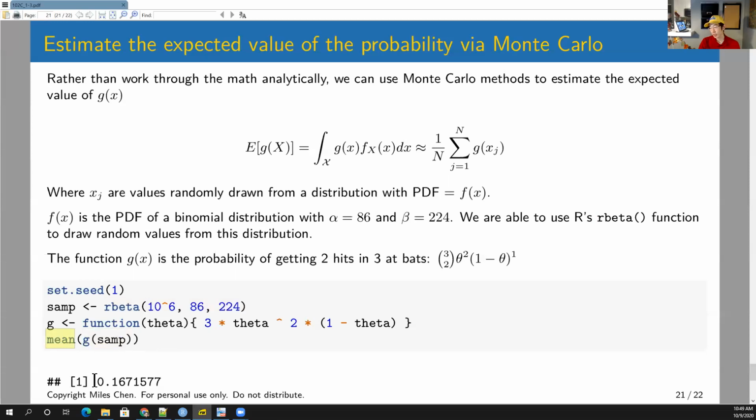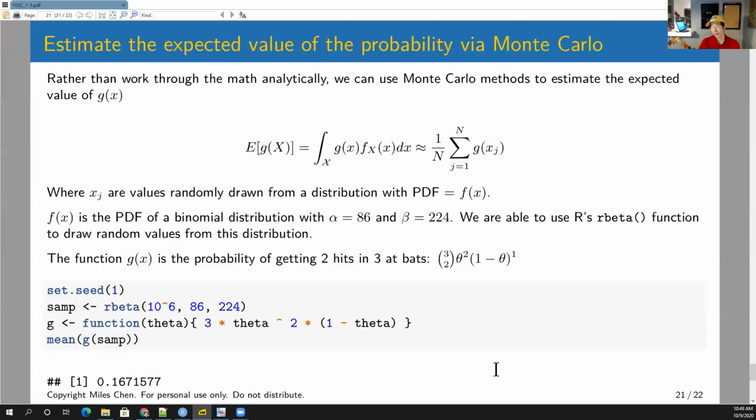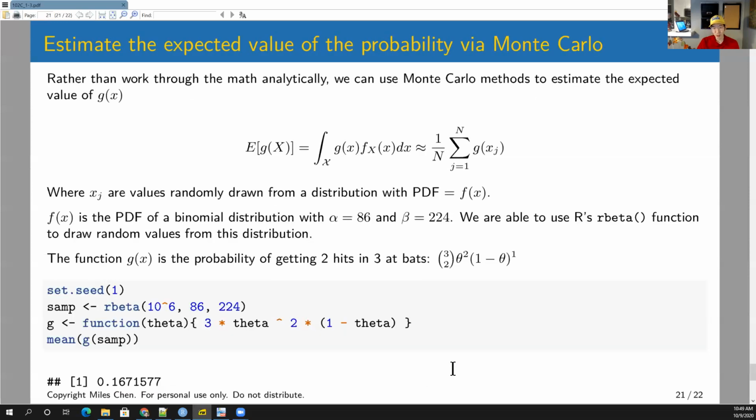And so this is an estimate of the analytic solution, and if you take a look, it's a pretty good estimate. The analytic solution says the answer is 0.1671515. This required 1 million draws to get an estimate, and I get 0.1671577. So this is an estimate of this, and we can say it's a pretty good estimate. If you did only 10 to the 5th or 10 to the 4, your estimate probably won't be as accurate, but it'll still get you in the ballpark.